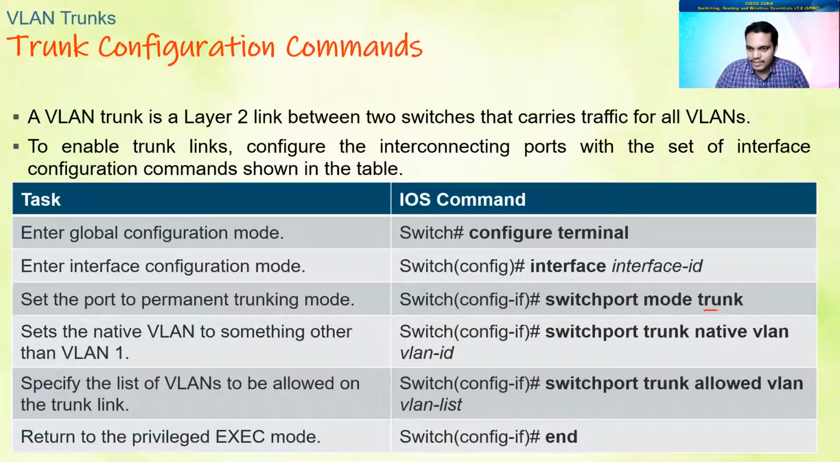Right here, the difference is that earlier we were setting it up to access mode. Now, when you want to create a trunk, you need to set the mode as trunk. Once you enter this command, switchport mode trunk, you are setting the port to permanent trunking mode. And then you can set up the native VLAN with switchport trunk native vlan ID. And if you want to set up the different VLANs that are going to pass through, you can type switchport trunk allowed vlan and the list of the IDs. I'll show you with an example.